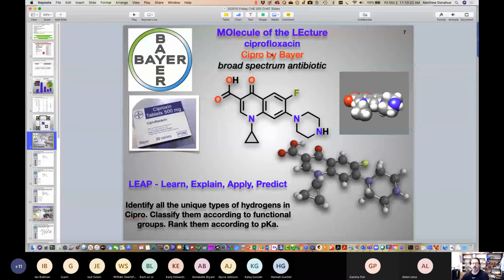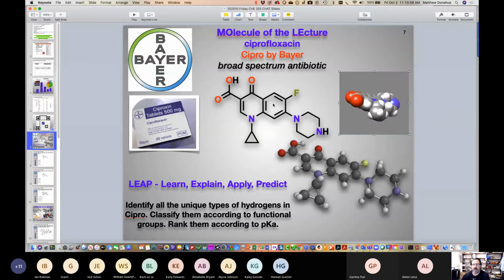So here is ciprofloxacin, and Cipro is produced by Bayer. Bayer is a chemical company. You've probably heard of them. They have a pharmaceutical division, and Cipro is a broad spectrum antibiotic. Here's the structure, and here is a little movie of that space filling model moving around. When I look at this, I say to myself, wow, that molecule is relatively flat.